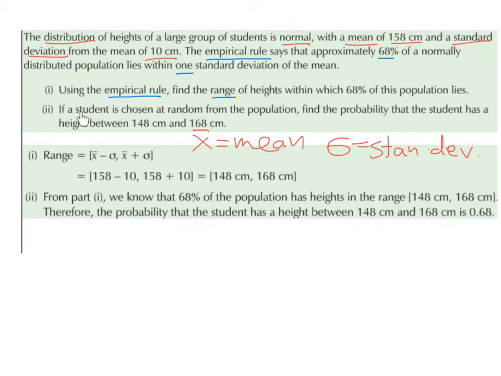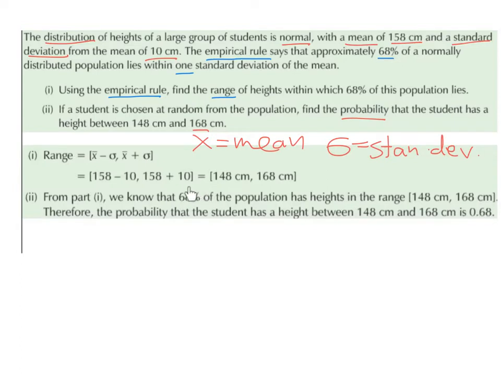Part 2. If a student is chosen at random from the population, find the probability that the student has a height between 148 and 168 centimetres. So from part 1, we know that 68% of the population has heights in the range of 148 to 168 centimetres. So we got that up here already. Therefore, the probability that the student has a height between 148 and 168 is 0.68.